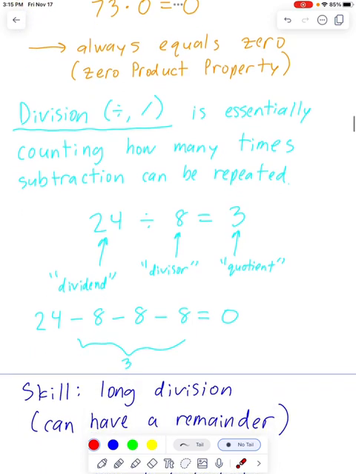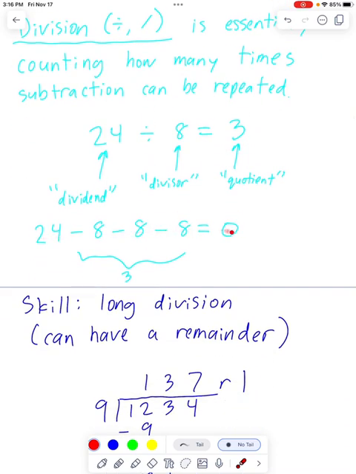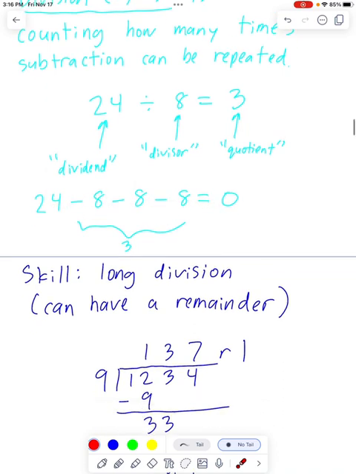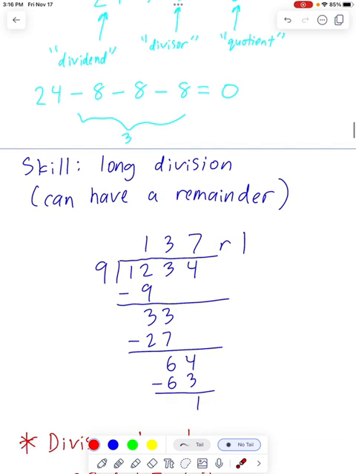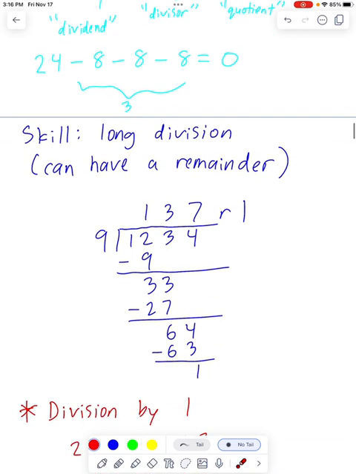Now in this case, we can have 24 divided by 8 equals 3. 24 would be the dividend, 8 would be the divisor, and the result, 3, would be called the quotient. And it can be visualized by this repeated subtraction. A skill at this point is long division, in which we can have a remainder, such as like this.